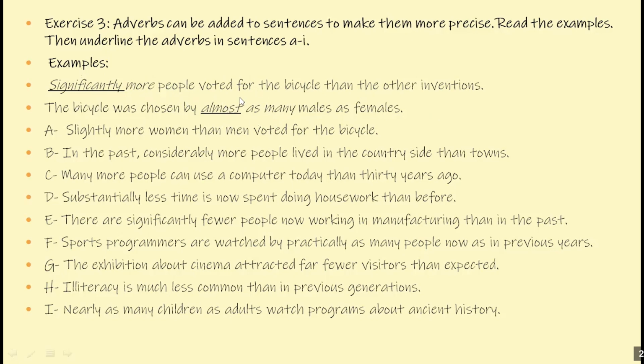The bicycle was chosen by as many females as males. But there's a difference in meaning here. If you say as many males as females, it means it was the same number, 50 and 50, for example. But if you say almost as many males as females, it's not the same number. It could be, for example, here it was 49, but for females it was 50. And that's why we use the word almost.